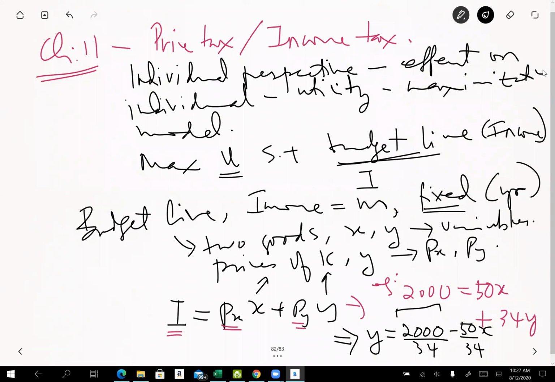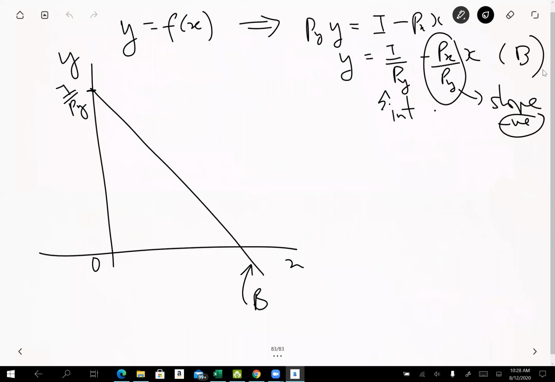58.82, sir. Berapa dapat? 58.82. So that will be about 58 lah. Okay, so y equal to 58.82, minus, okay, the 50 over 34 itu berapa? 1.47. So 1.47x. So that is the budget line. Will be like this lah. Okay. So that is example.